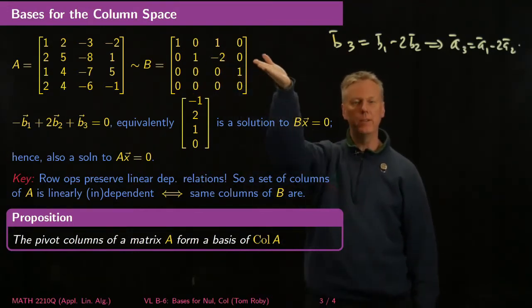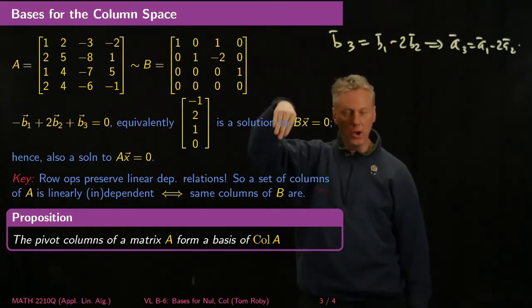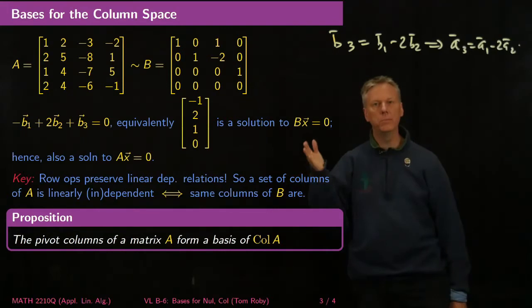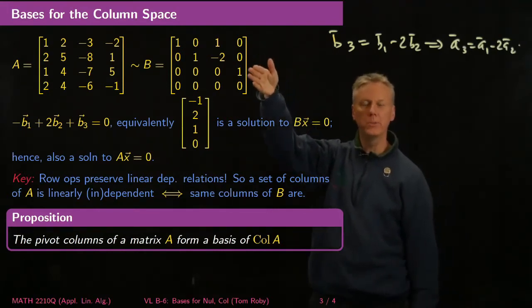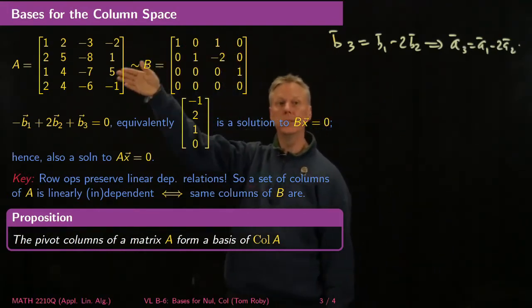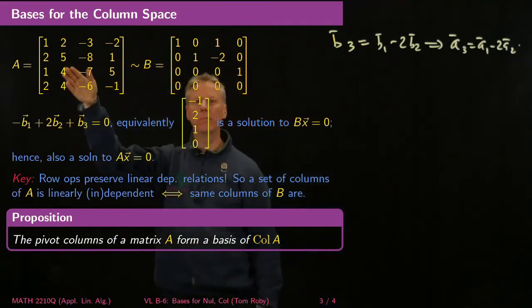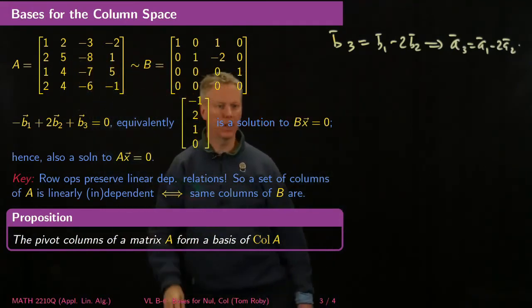And it's only at the pivots where you're adding something new, which has no zeros above it and nothing to the left of it. So the pivot columns of B clearly form a basis for the column space of B. But because linear dependence and independence is preserved, that means that the pivot columns of the matrix A form a basis of the column space of A.